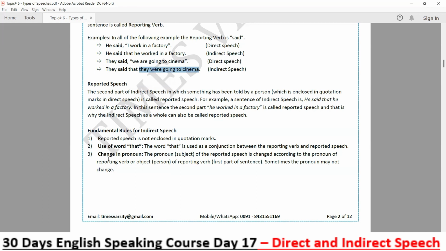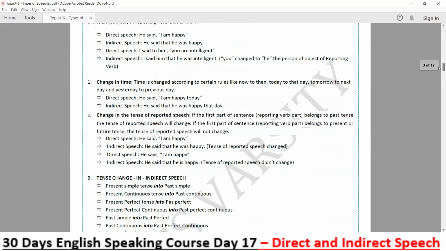Then the second rule, change in pronoun. The pronoun, which is actually the subject of the reported speech, is changed according to the pronoun of a reporting verb or object of the reporting verb. Right? Sometimes the pronoun may not change. Let's look at what the different rules are.